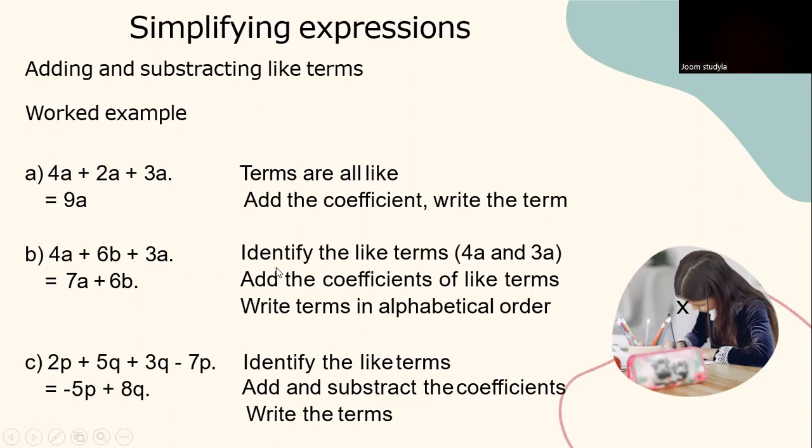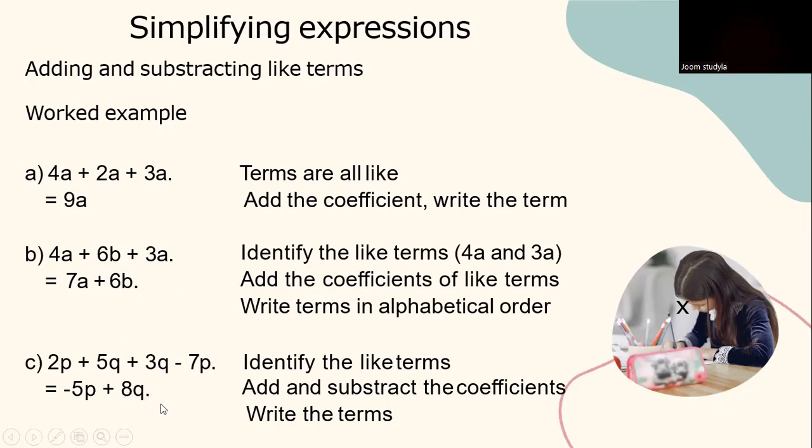But in the second question, where you have b as an extra, 4a plus 6b plus 3a. First, what you need to do is identify the like terms. You have 4a here, 6b here, and 3a here. So the like terms here are 4a and 3a. So you have to add the coefficients of the like terms. That means 4a plus 3a is equal to 7a, plus 6b.